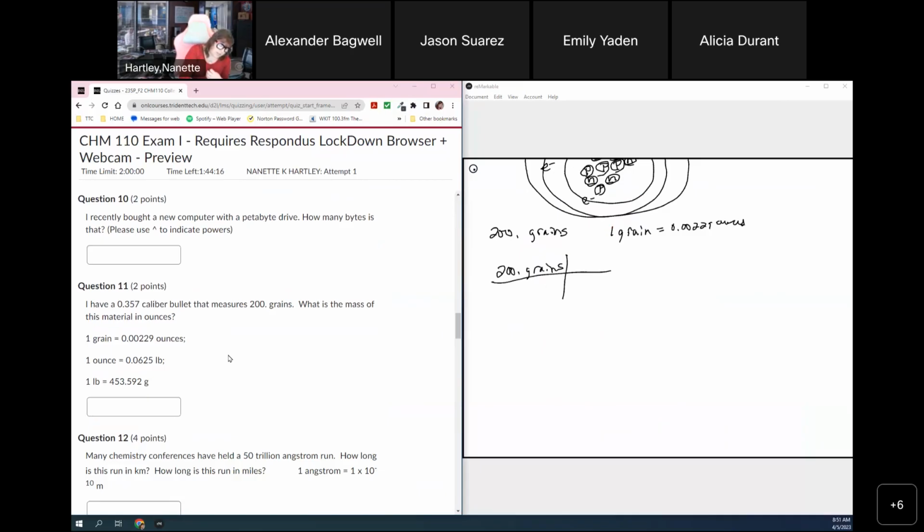I want to know the mass in ounces, so I'm going to take that 200 grains, and I'm going to multiply that by 0.00229 ounces per grain, because that's what that looks like. The grains will cancel. That'll give me an answer that's in ounces. And I think numbers, so 0.229, and then give me 0.458, which is great because I only have 3 sig figs anyway. So 0.458 is what I was looking for.